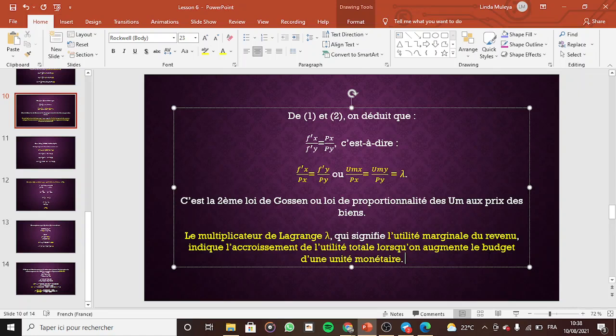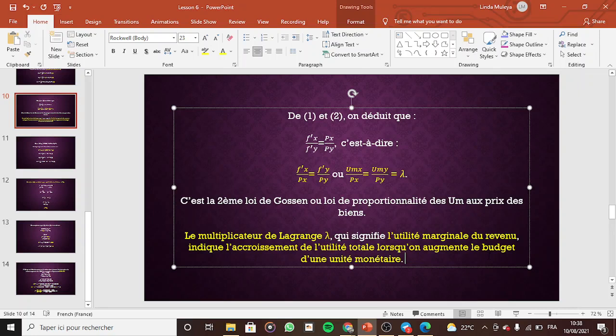Now in this case, you're going to increase your budget. For example, you had 300 and then you increase it to 301. You see how that change affects your total utility. In this example that we're going to see, we had a revenue of 240, and then we're going to increase that revenue to 241 and see how that affects the value of your total utility.